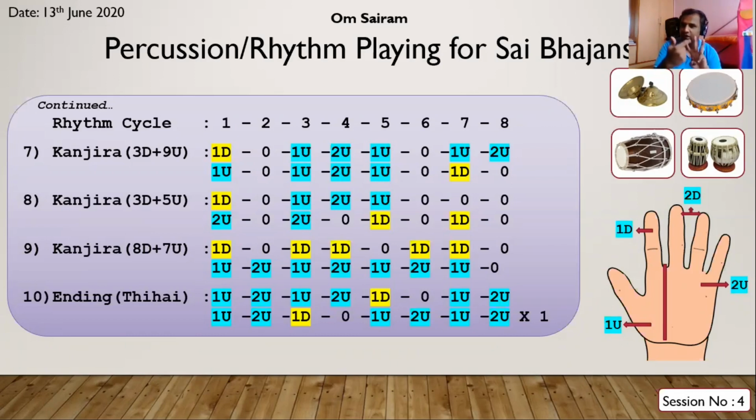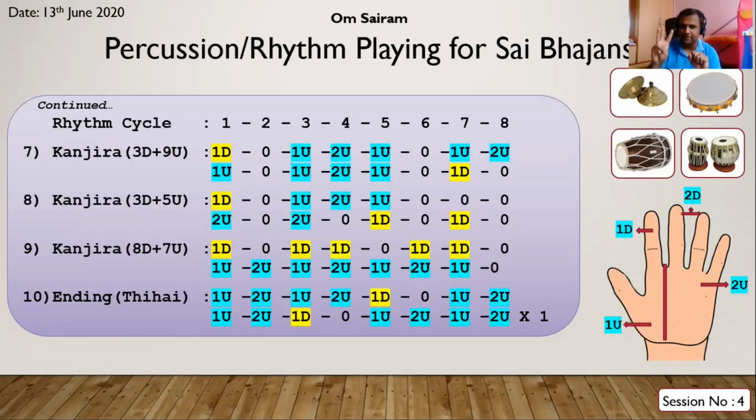So 1, 2, 3, 4, 5, 6, 7, 8, 1. So after this pattern gets completed, it goes to the next beat cycle or loop cycle. So it's actually Tihai. So don't break your head on this. I hope you understand this.